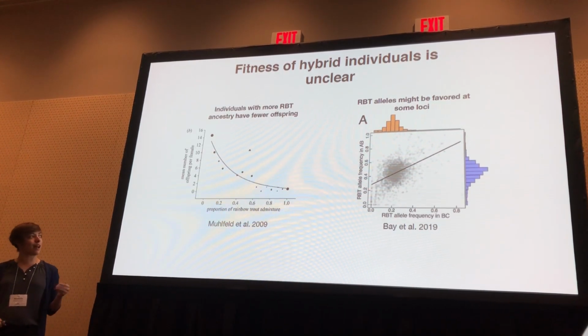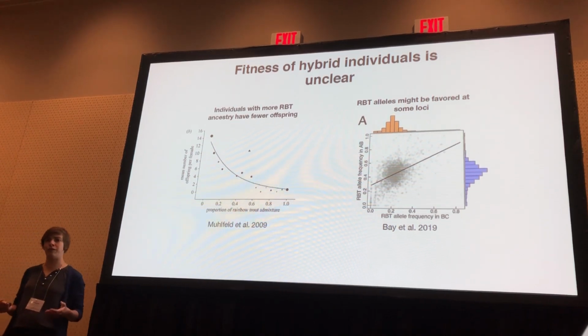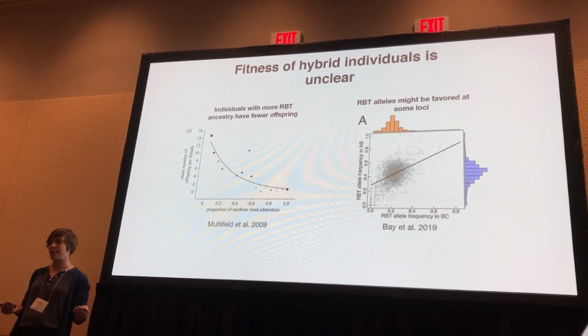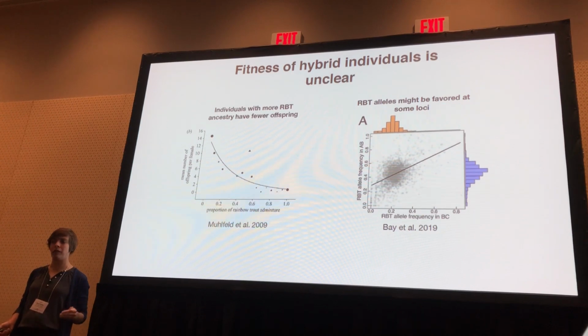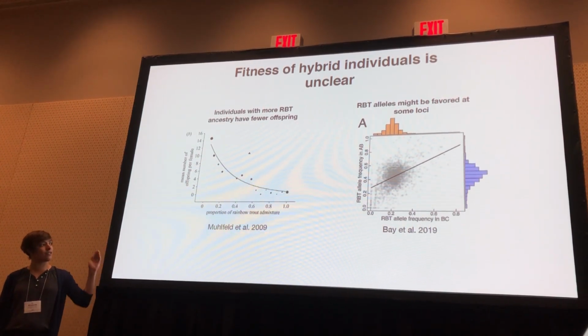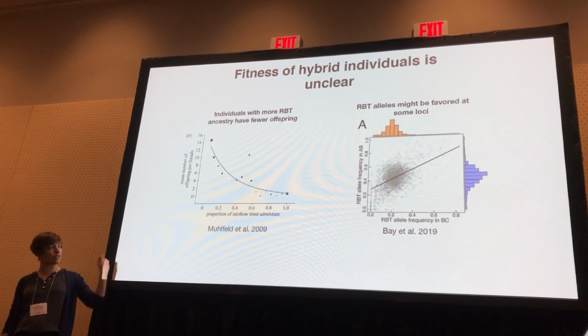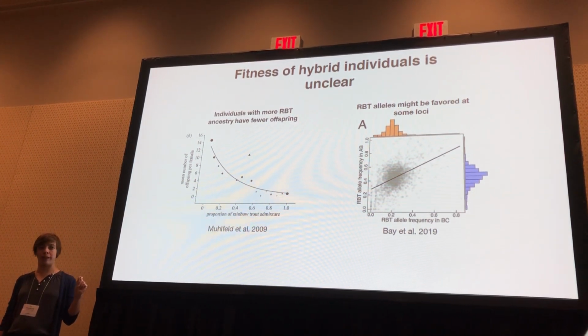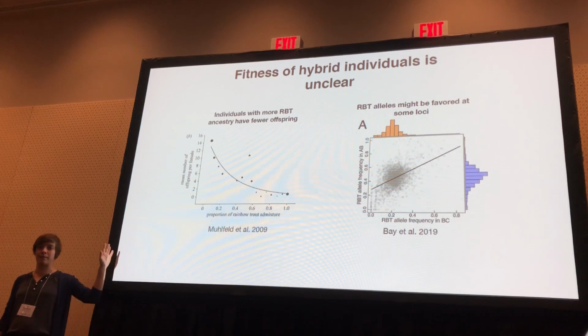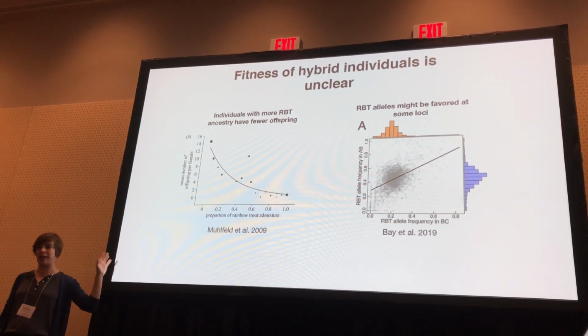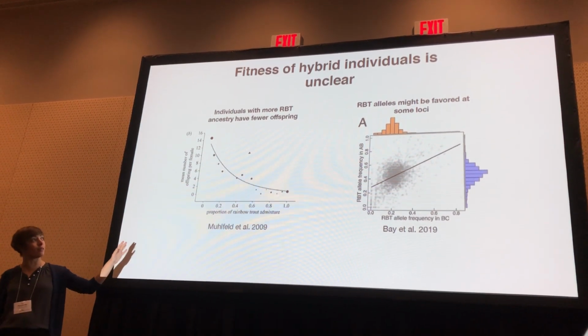We have these kind of contradictory findings from a closely related subspecies, West Slope cutthroat trout. On the one hand, individuals with more hybrid ancestry, more rainbow trout ancestry, produce fewer offspring in streams in Montana. Now, this isn't Yellowstone cutthroat trout, but it is a closely related subspecies, so it's a relevant example.